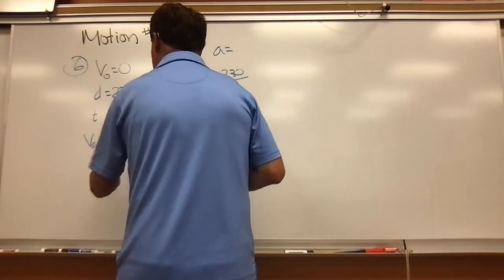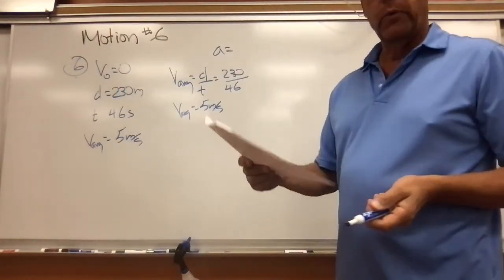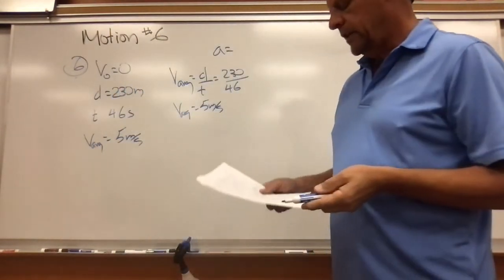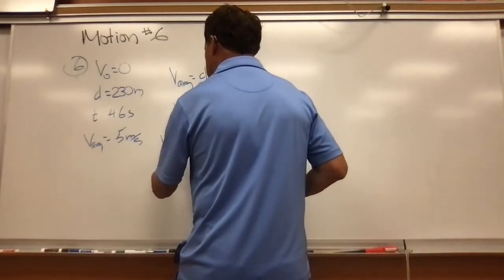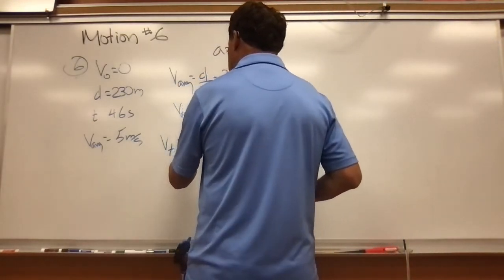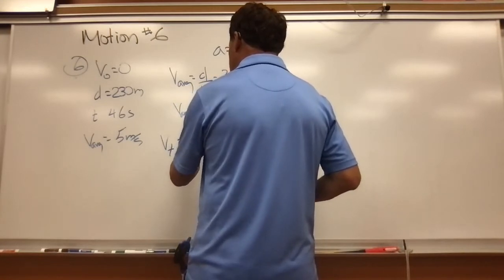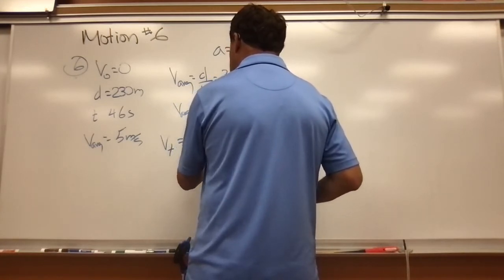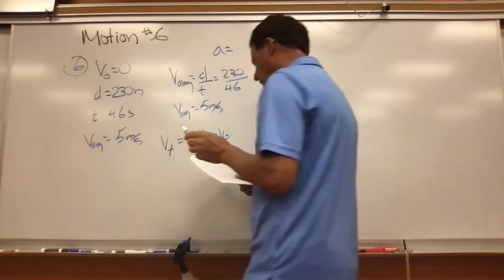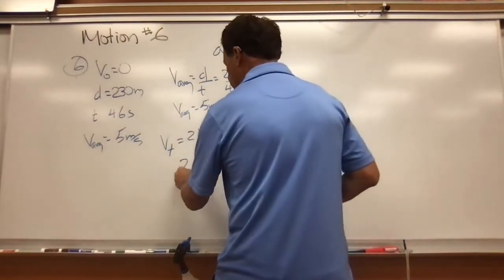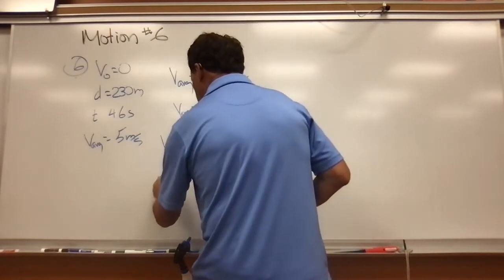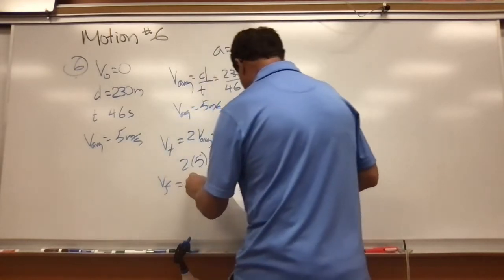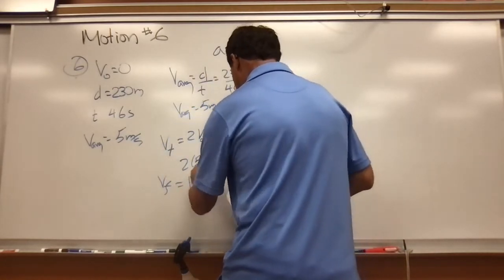5 meters per second. Okay, now we want to know the final velocity, and we know that final velocity is equal to 2 times the average velocity minus the original velocity. So we're going to have 2 times 5 minus 0. So our V final is equal to 10.